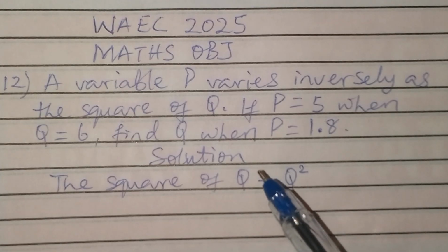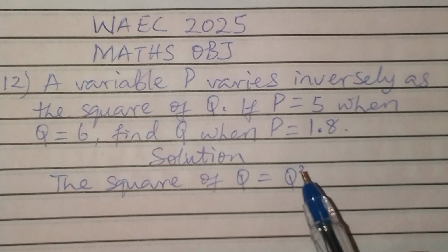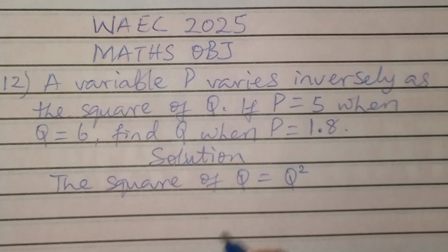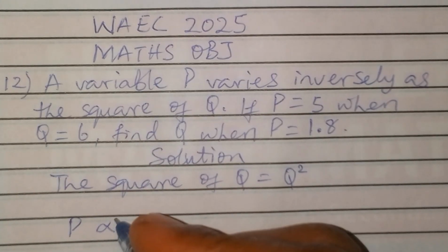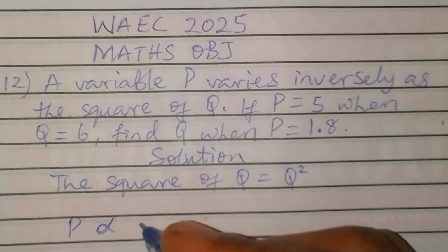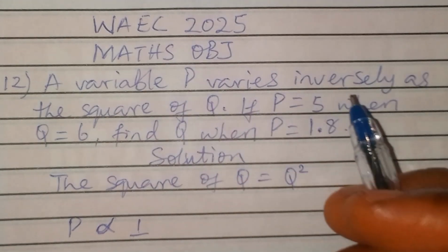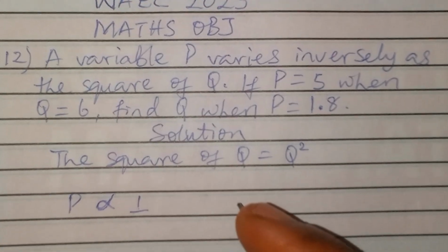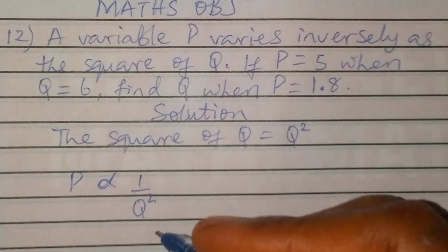All right, solution. The square of q means q raised to power what? 2. Q squared. So p varies inversely. Write p, then the variation sign. Inversely means 1 over, then the letter following it. P varies inversely as the square of what? Q. So this will be p varies inversely as q squared.